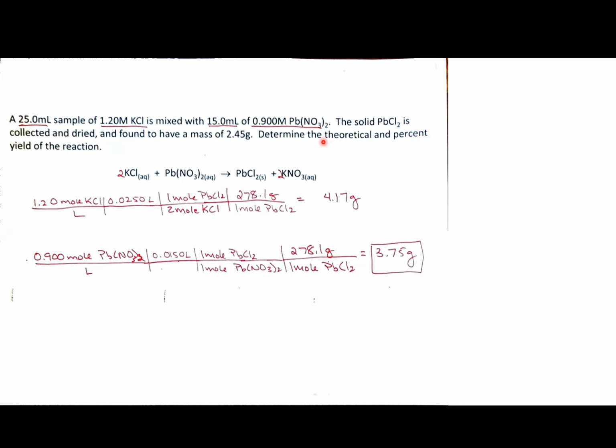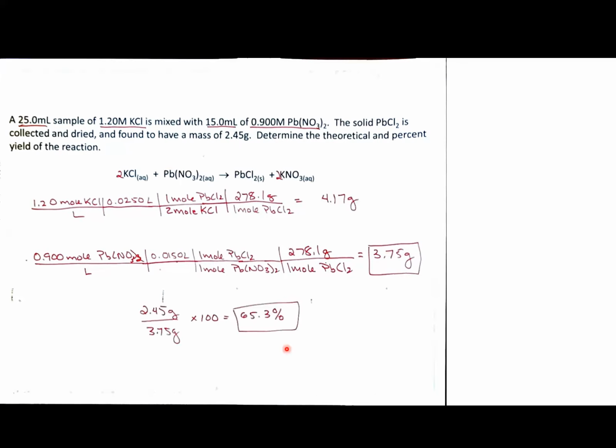Next, I can figure out my percent yield because I was told that in this reaction, 2.45 grams is what ends up actually coming out of that. So I got 2.45 grams. I should have got 3.75. Multiplying that ratio by 100 gets me 65.3%. Not a bad yield, not a good one. There's still a bunch of lead in there, but not bad.